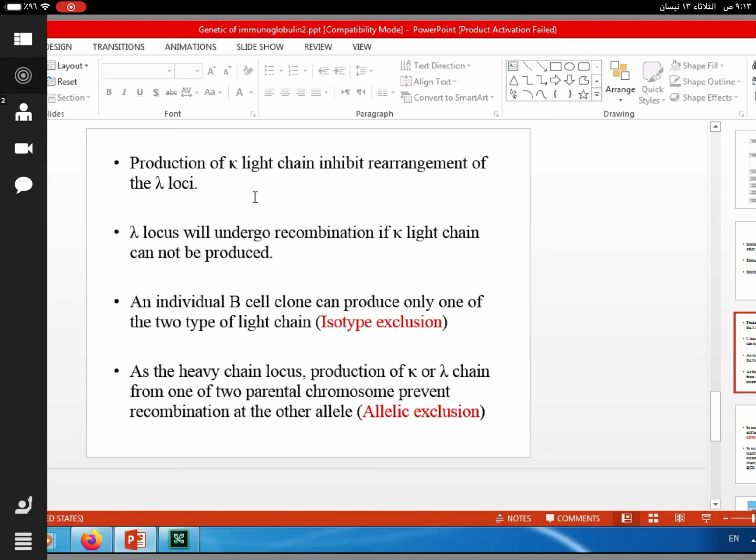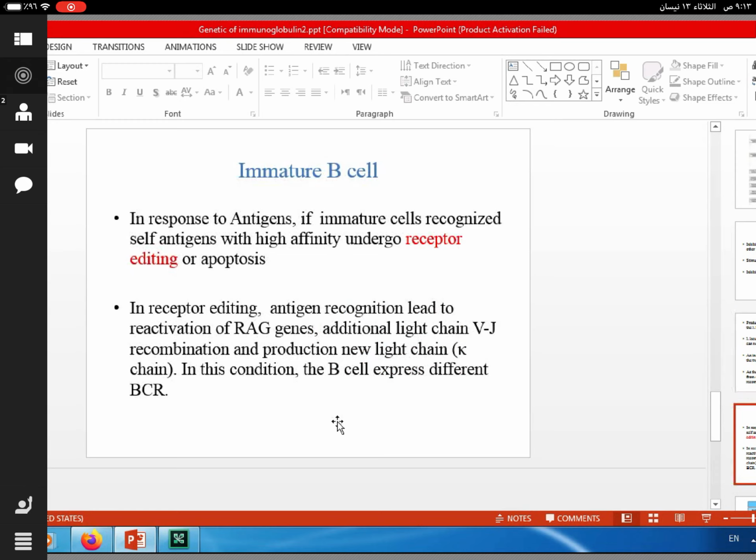Production of the kappa light chain inhibits rearrangement of the lambda loci. Lambda loci will undergo recombination if the kappa light chain cannot be produced. An individual B cell clone can produce only one of the two types of light chain. At the light chain locus, production of kappa or lambda chain from one of two parental chromosomes prevents recombination at the other allele, allelic exclusion.